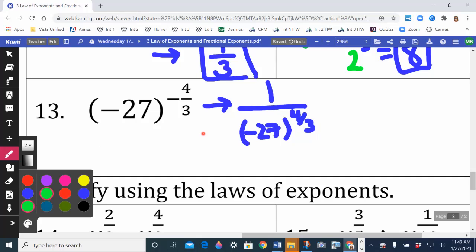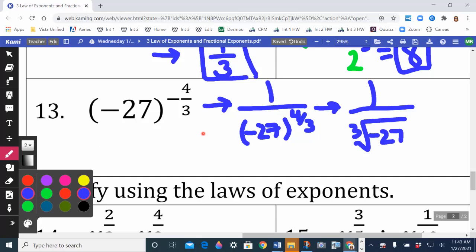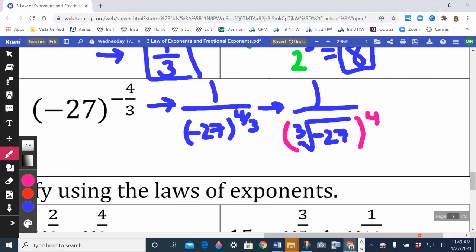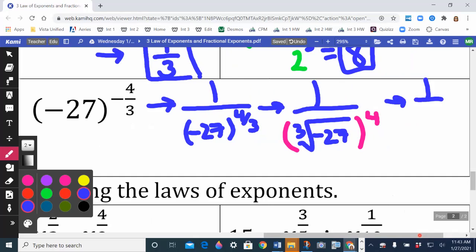So when I'm doing that, I am going to have 1 over the cube root of negative 27, and then I'm going to be raising that to the power 4. The cube root of negative 27 is negative 3. So this is going to be 1 over negative 3, raised to the power 4. And negative 3 to the 4th is 81. So this is going to be 1 over 81, and that's your answer.